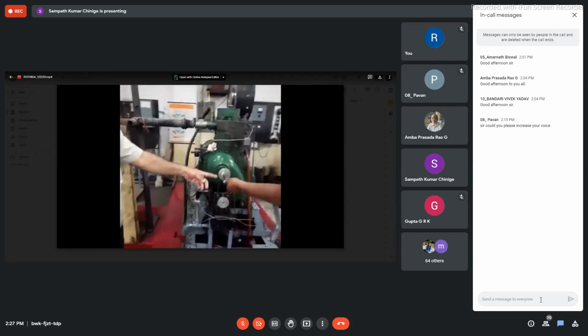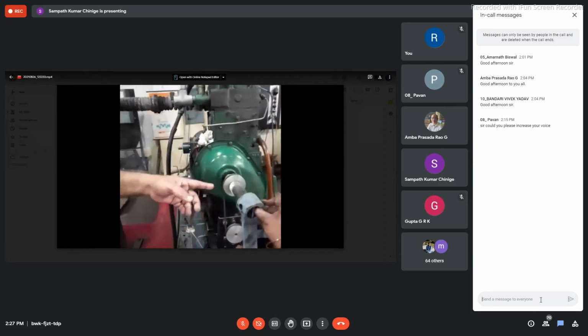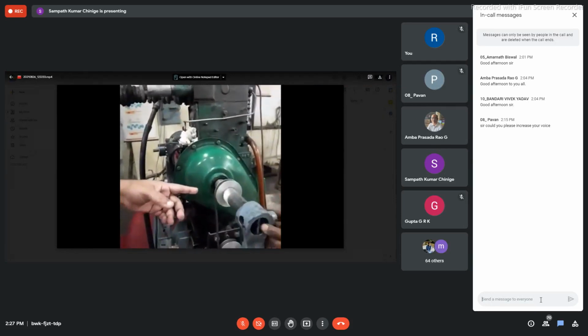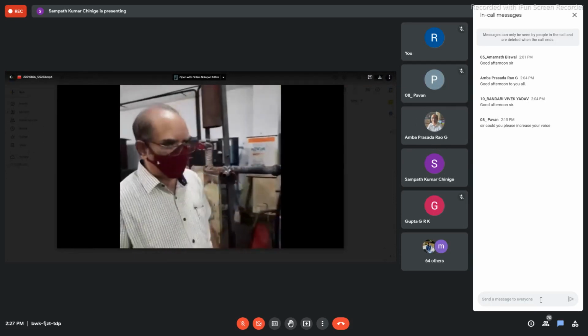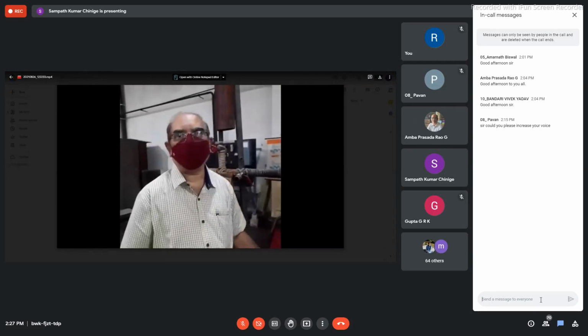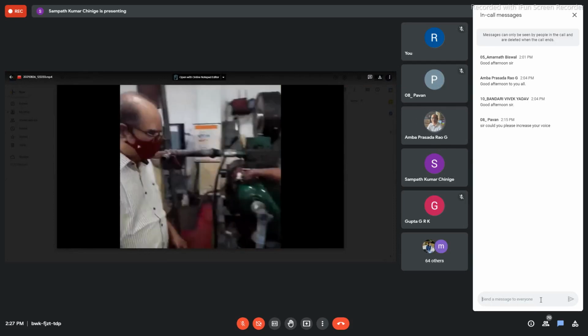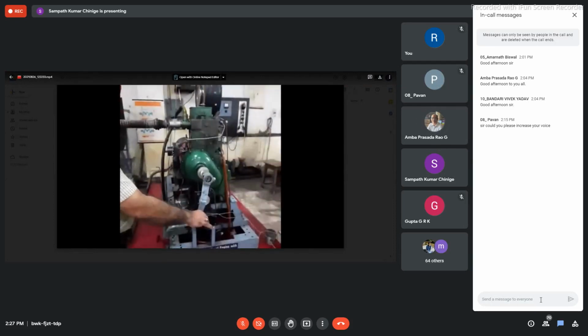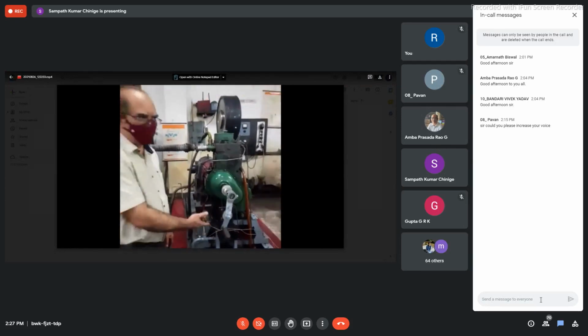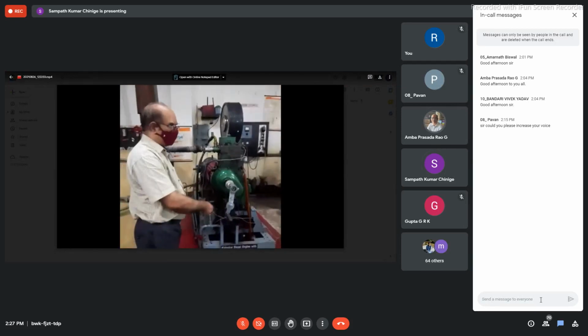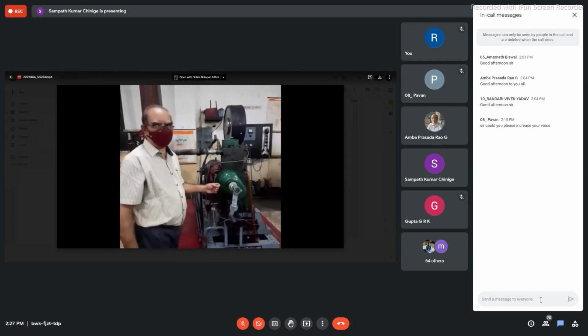Please recall, I told you in the previous class, it is easy to rotate the camshaft rather than the crankshaft, because the camshaft rotates at half the RPM of a crankshaft. So with this handle, you give the initial momentum. By physically rotating it, you can allow the engine to start.